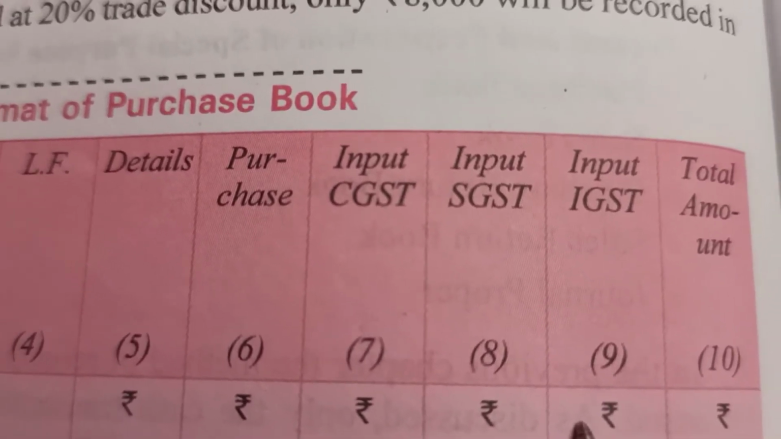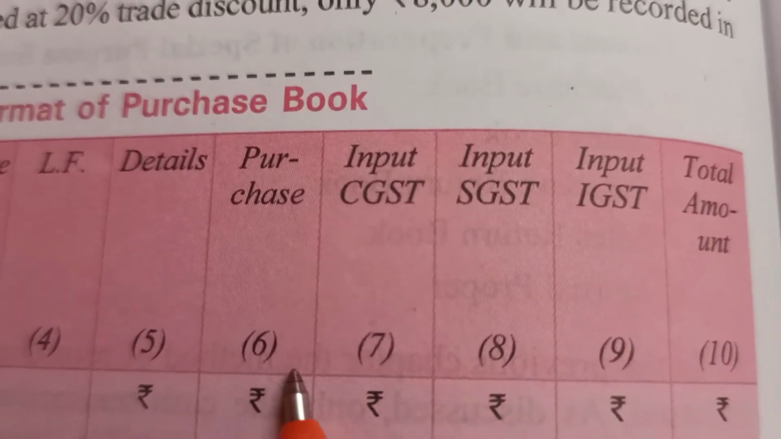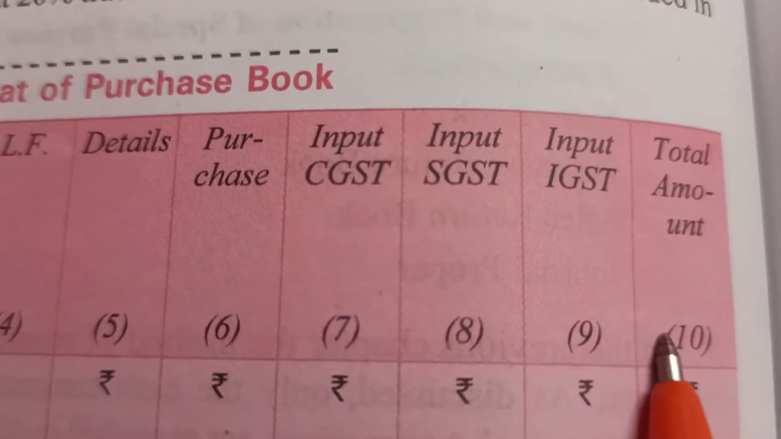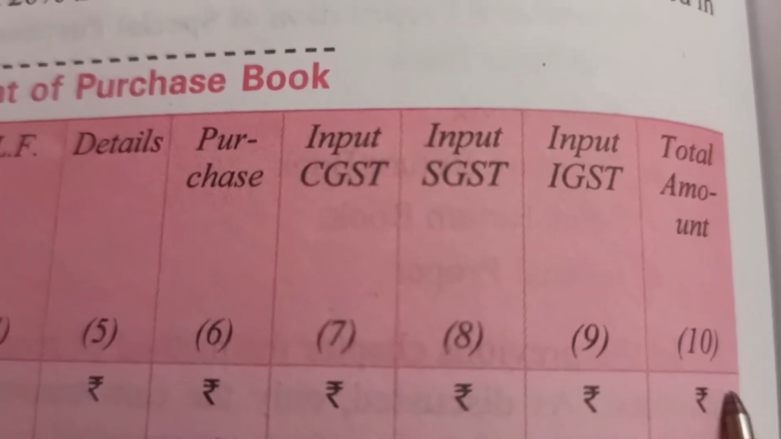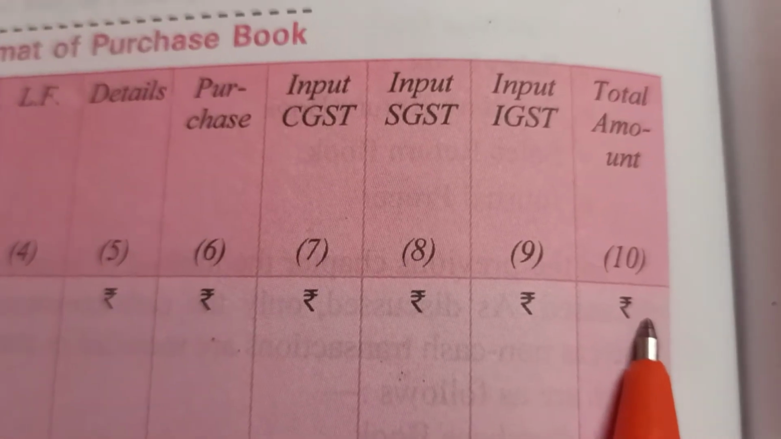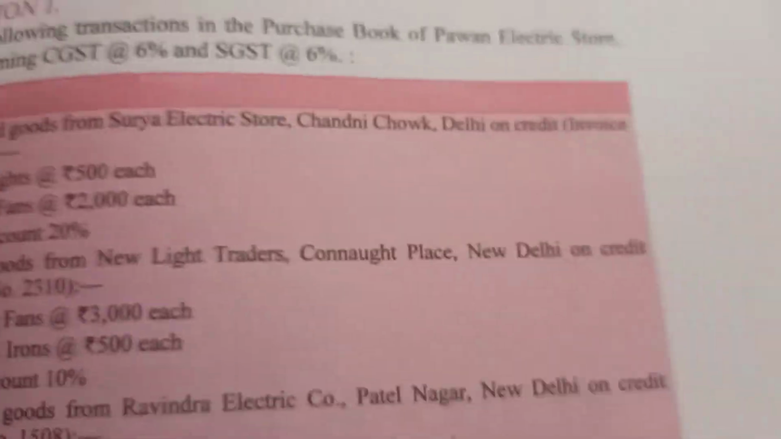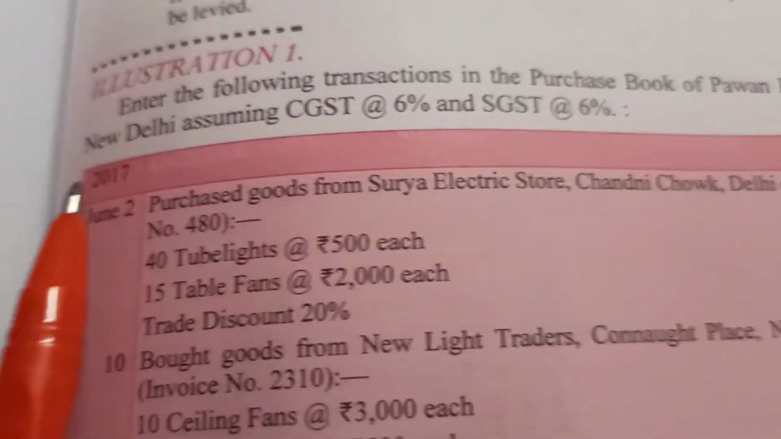We'll do the questions, you'll understand how. So these are the 3 GST columns. The GST will come in either of these 3. And then the total of all these will come here. Amount total will come here in this column. Let us see how it happens. This is the first illustration I've taken from your book.